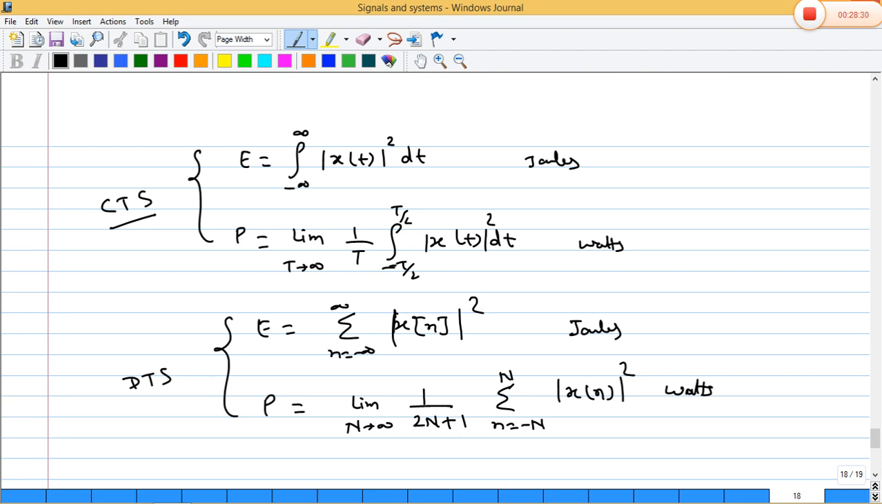If power is finite, then energy will be infinity. It has some finite power. So if anything has finite power, then the energy of that signal or thing will be infinity. So in that case, it is a power signal. And if both are infinity, then it is neither a power nor an energy signal. Okay.